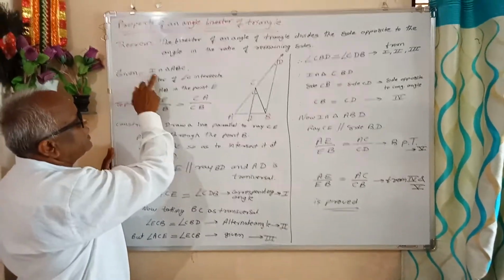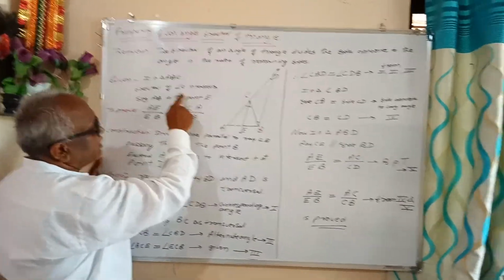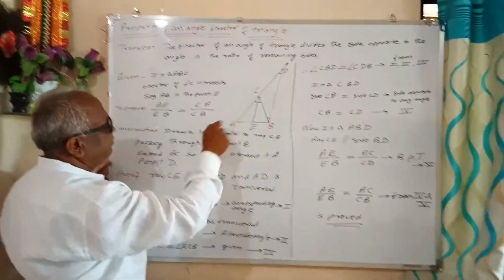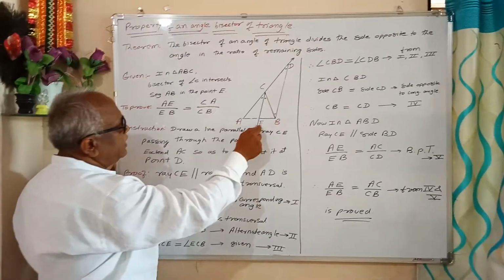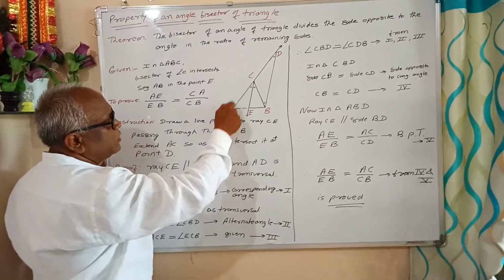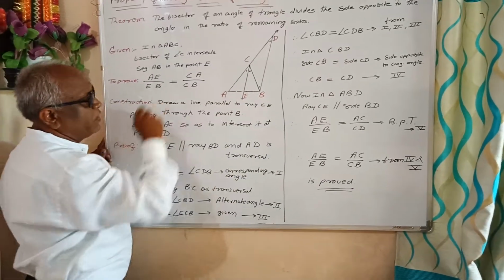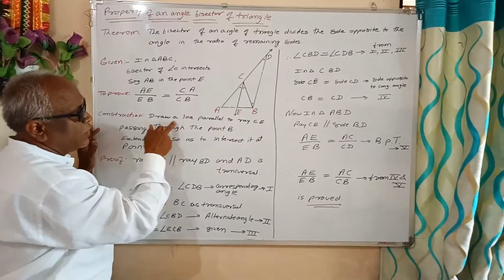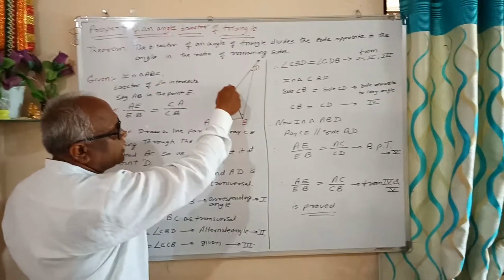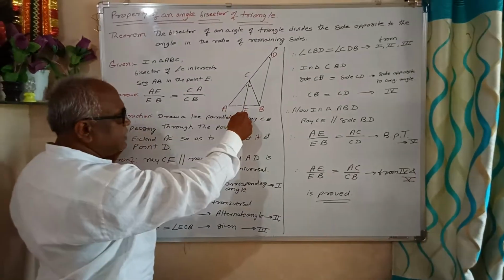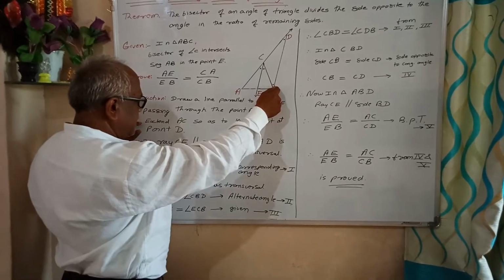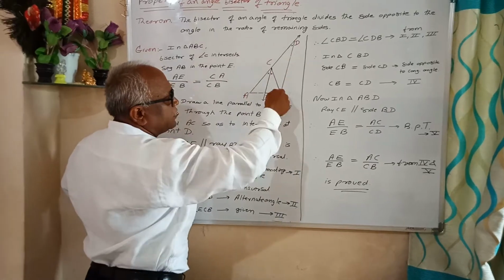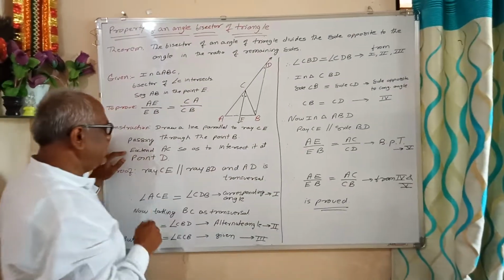Given: in triangle ABC, the bisector of angle C intersects the segment AB in the point E. To prove: AE upon EB is equal to CA upon CB. To prove that, we do the construction. Draw a line parallel to the ray CE passing through the point B, extending the side AC, and both are intersecting at the point D.